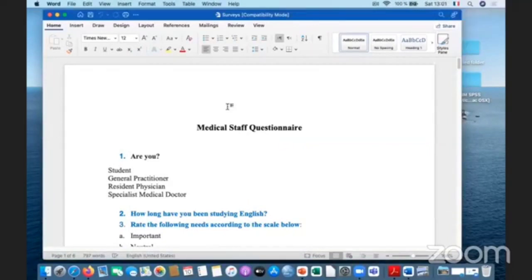So this is a questionnaire developed by me for medical staff. I will go through it quickly and I want to ask you what the target needs and learning needs are.